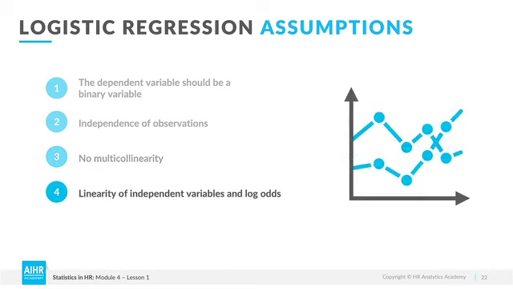Fourth, logistic regression assumes linearity of independent variables and log odds. Although this analysis does not require the dependent and independent variables to be related linearly, it requires that the independent variables are linearly related to the log odds.